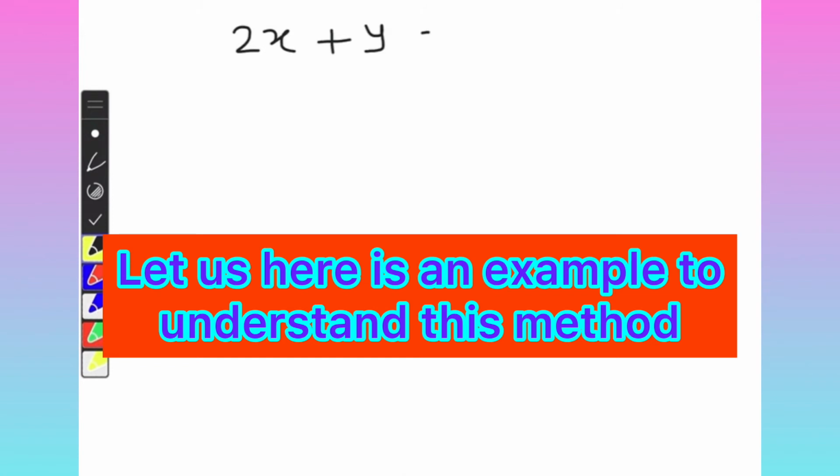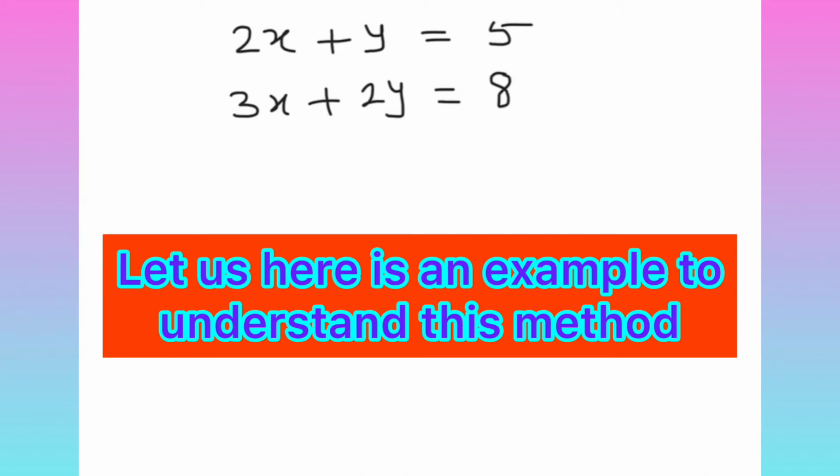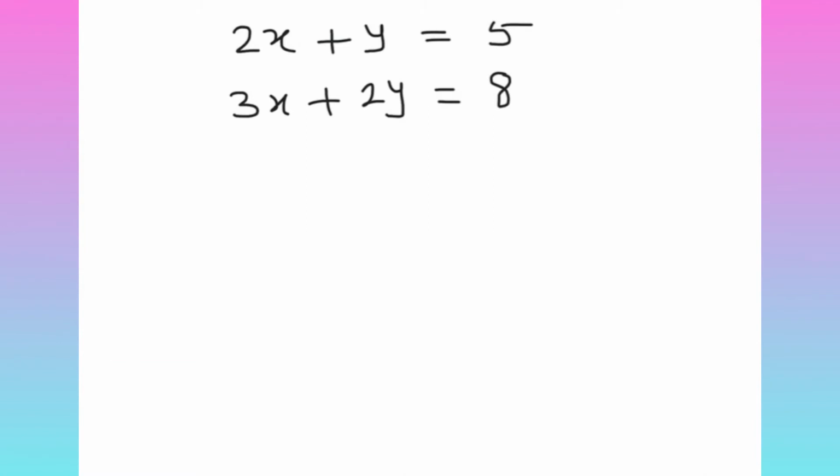So dear, the equations are 2x plus y equal to 5 and 3x plus 2y equal to 8. For this, first of all you will write these given two equations, that is a system of linear equations in two variables, in the standard form. Standard form means the right hand side should be 0. So you transpose this 5 to the left hand side and this 8 also to the left hand side.